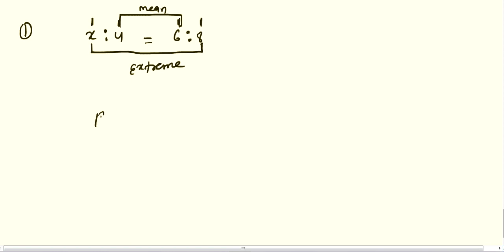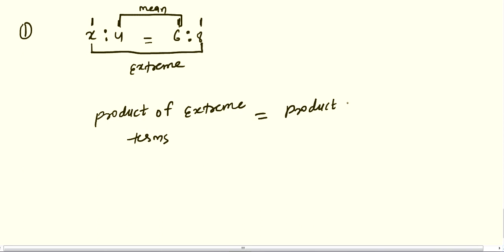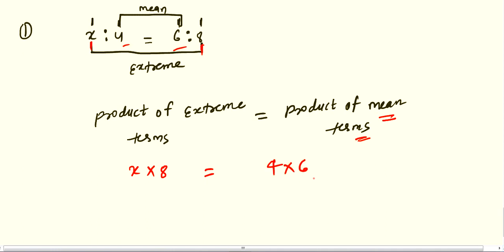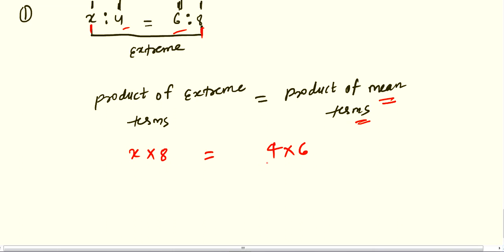And as per rule, product of extreme terms should be equals to product of mean terms. So product of extreme terms means what? First into last. So first we are having x and last we are having 8. So x into 8 equals to product of mean terms means second and third. So which is 4 into 6. Clear? Now in this we are having only one unknown, which is x here.